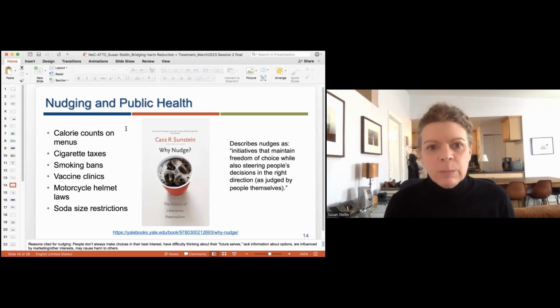And this book by Cass Sunstein is kind of addressing this and describes nudges as initiatives that maintain freedom of choice while also steering people's decisions in the right direction as judged by people themselves. So you could maybe say, oh, is the right direction, that's subjective, and that parenthetical sort of adds what people are judging. But there's a lot of reasons for nudging, that people don't always make choices in their best interests.